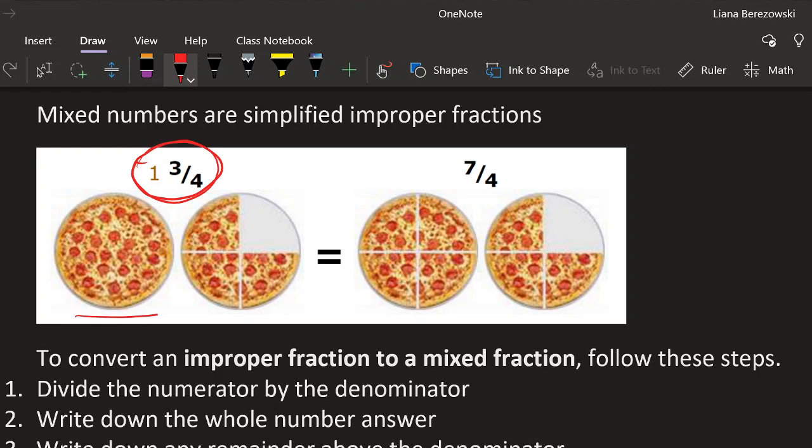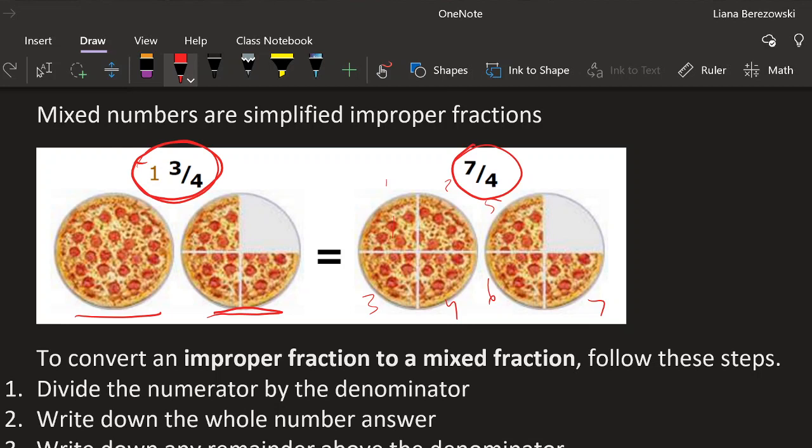We have one whole pizza and then 3/4 of this other pizza, okay? Another way of talking about these two pizzas would be in an improper fraction, right? If we count up all the pieces here, we have 1, 2, 3, 4, 5, 6, 7 pieces, okay? So we have 7 over 4.